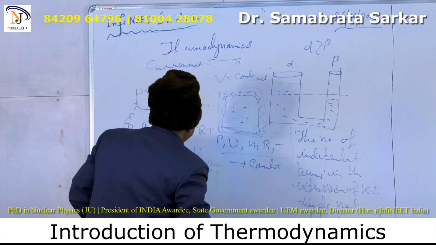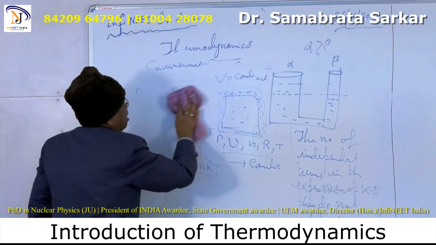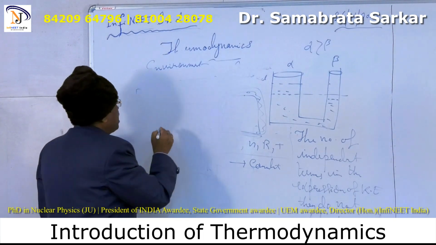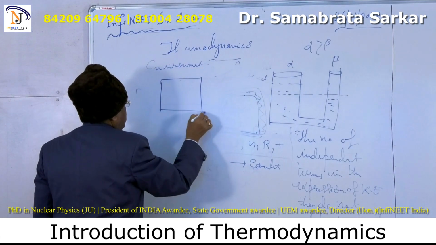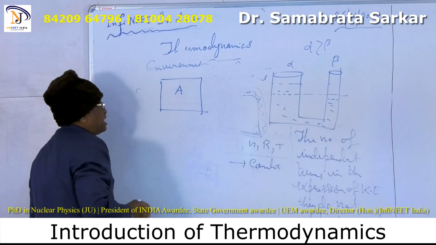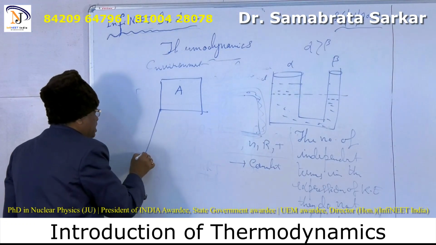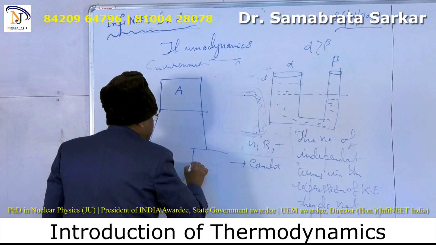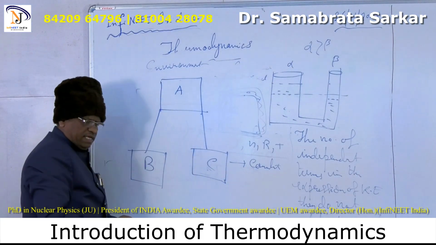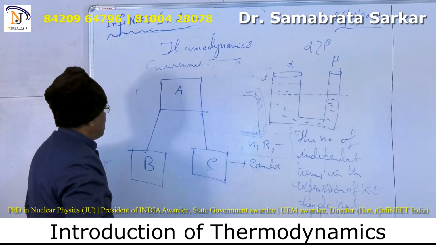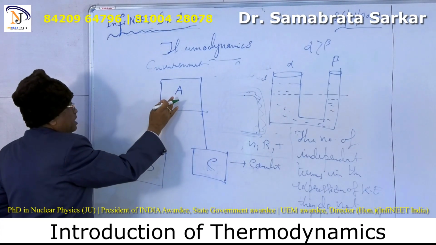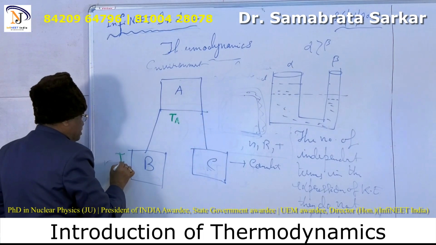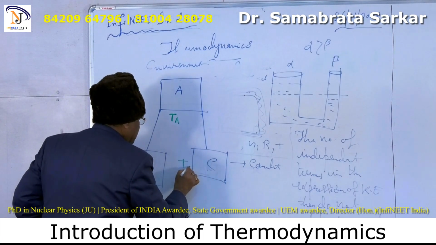Now I will tell you the zeroth law. What does the zeroth law say? Just see here a body, you can term the body as A, another body as B, and the third one as C. The temperature of body A is TA, the temperature of body B is TB, and the temperature of the third body is TC.